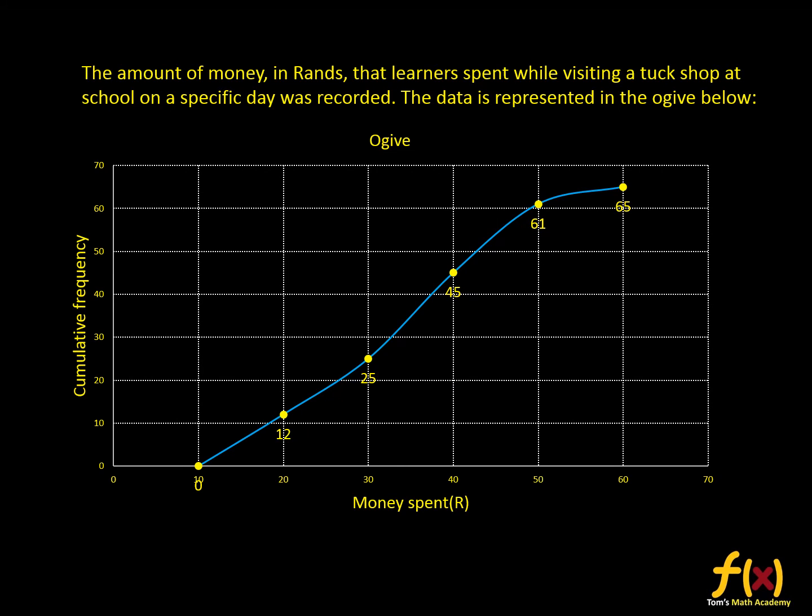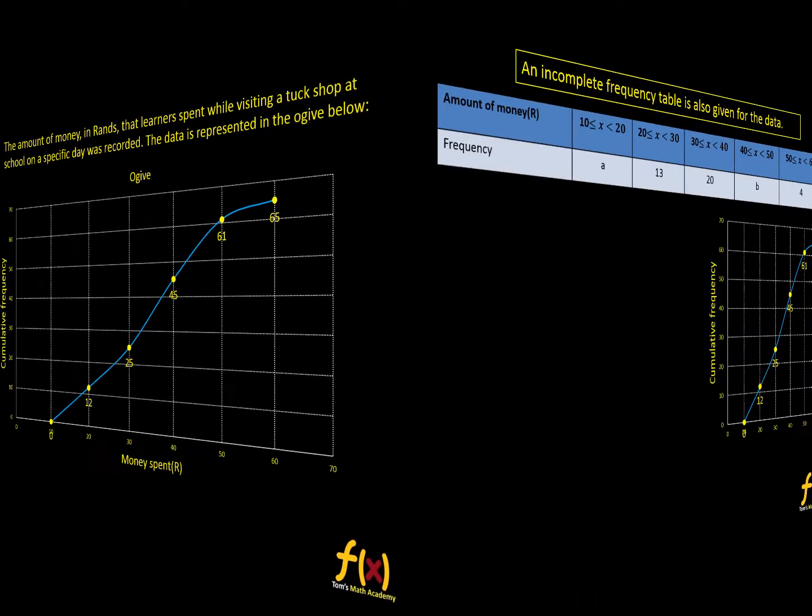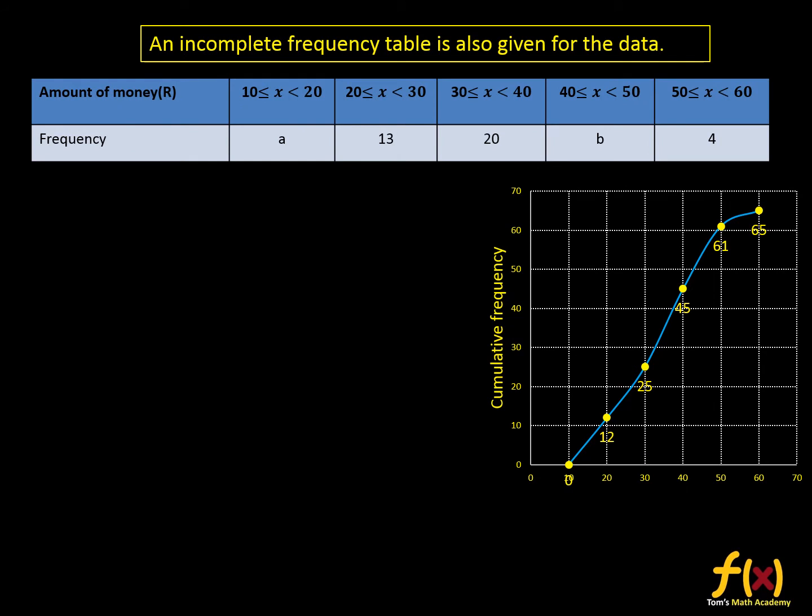Another good question. The amount of money in rands that learners spent while visiting a tuck shop at school on a specific day was recorded. The data is represented in the ogive below. A beautiful ogive is available, and the cumulative frequency is also recorded there at the point. We know the x coordinates, the y coordinates are there. So we continue. An incomplete frequency table is also given.